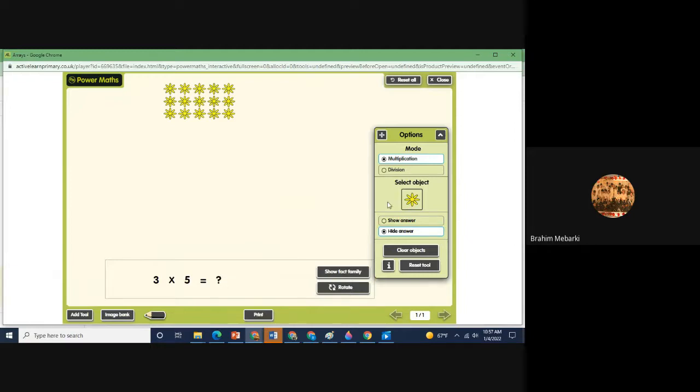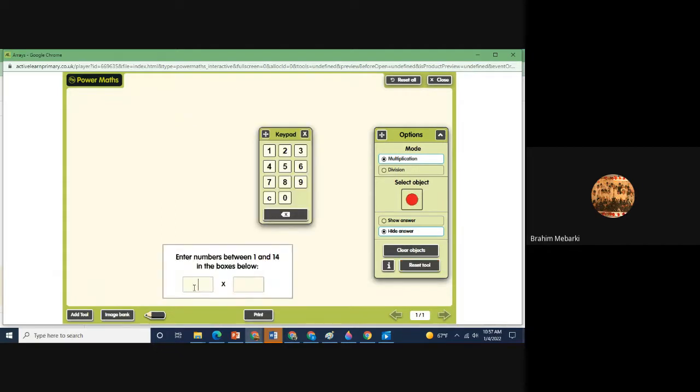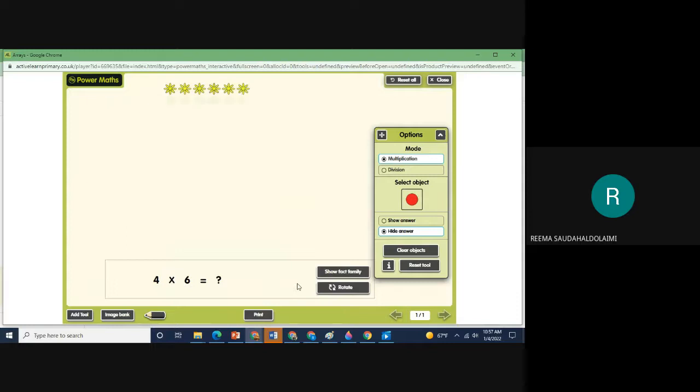I will hide the answer and reset the tool. I give you a problem, then you give me the answer, okay? So 5 times 6. 30. Or 4 times 6. The answer is 24. Counting: 1, 2, 3, 4, 5, 6, 7, 8, 9, 10, up to 24. 24. Very good.